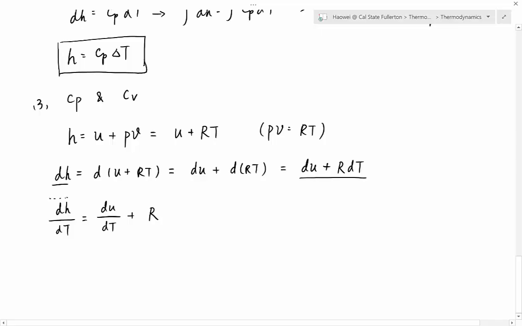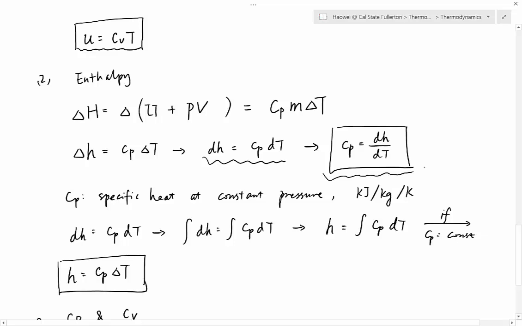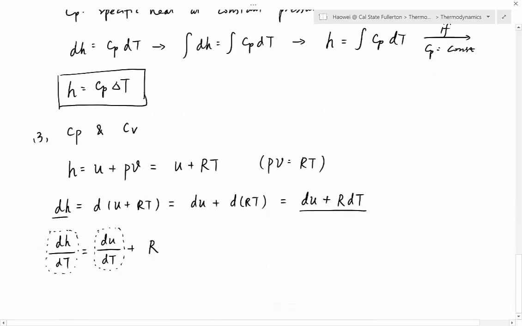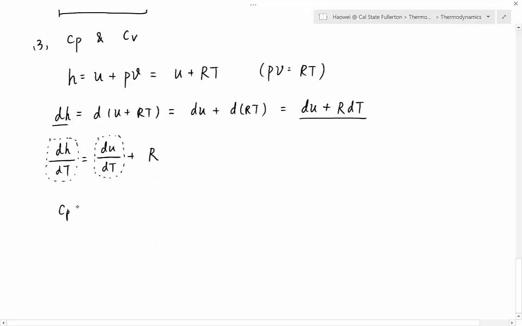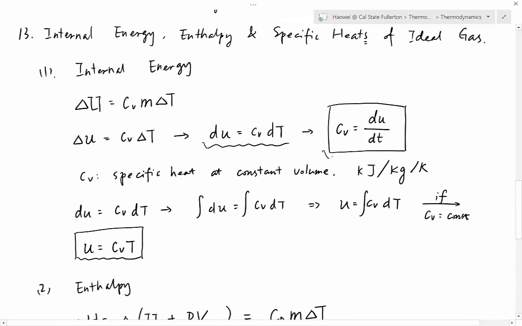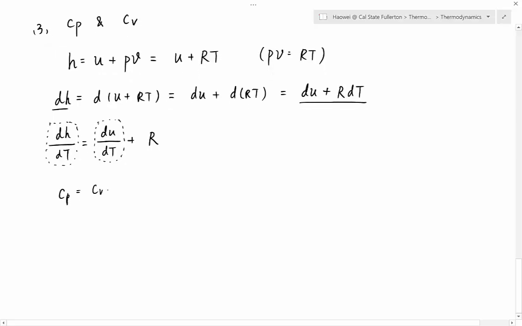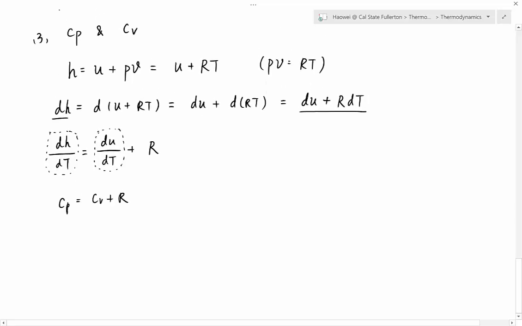Alright, so now let's take a look. What is dh over dT? And what is du over dT? Let's go back. What is dh over dT? If you take a look inside this box, dh over dT is the definition of Cp. So the left-hand side becomes Cp. What is du over dT? Let's go back. Take a look at this box. du over dT is the definition of Cv. So the first term on the right-hand side becomes Cv. So this is the first relation between Cp and Cv: Cp equals Cv plus R.